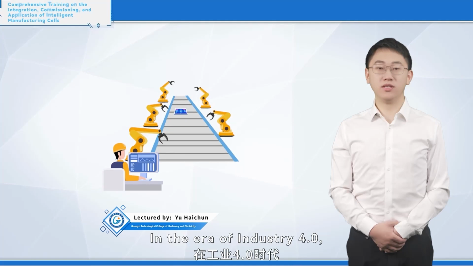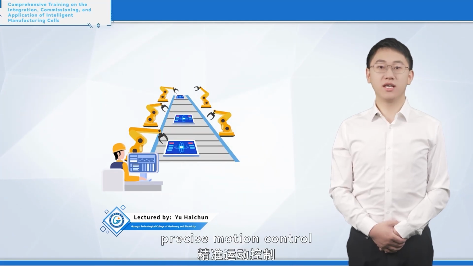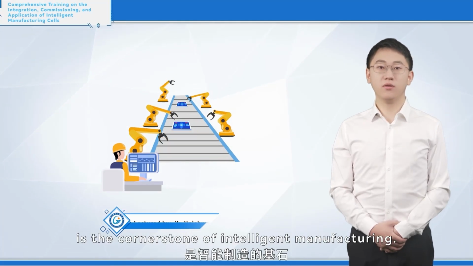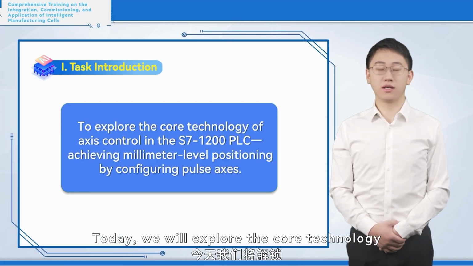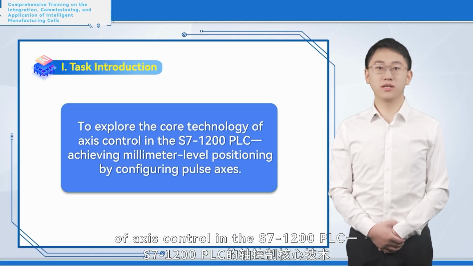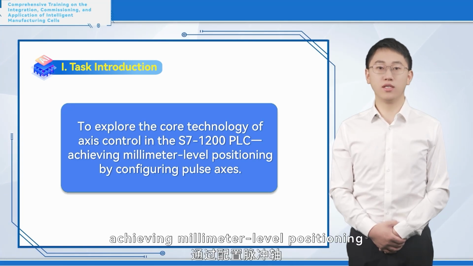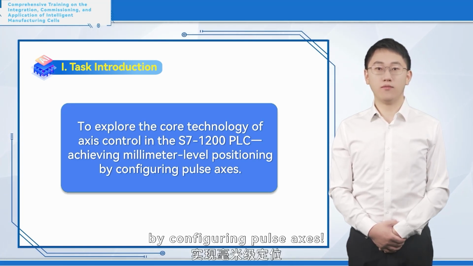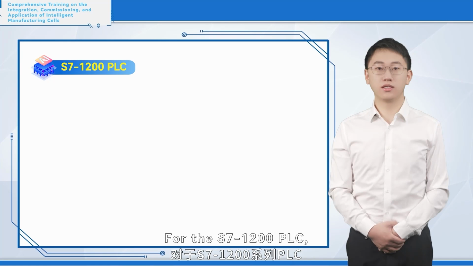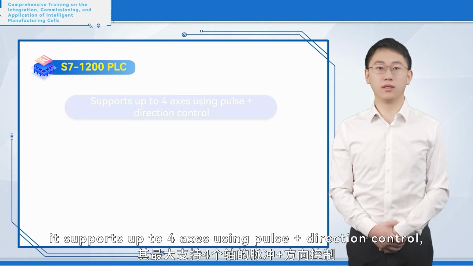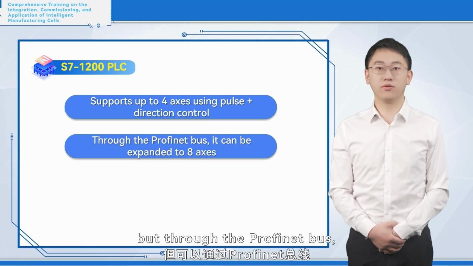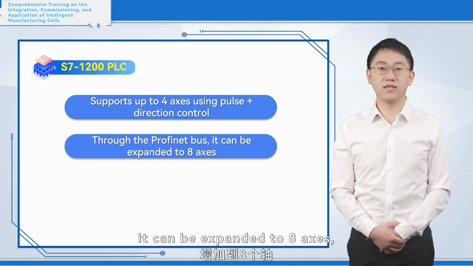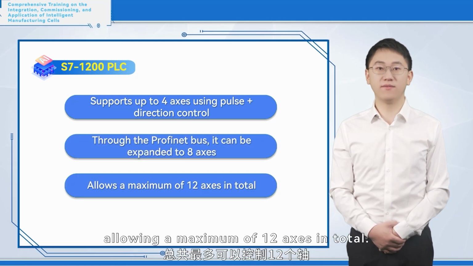In the era of Industry 4.0, precise motion control is the cornerstone of intelligent manufacturing. Today, we will explore the core technology of axis control in the S7-1200 PLC, achieving millimeter-level positioning by configuring pulse axes. For the S7-1200 PLC, it supports up to 4 axes using pulse plus direction control, but through the Profinet bus, it can be expanded to 8 axes, allowing a maximum of 12 axes in total.